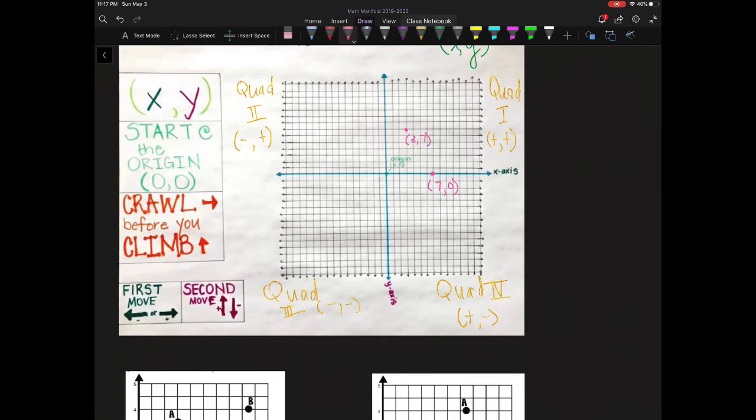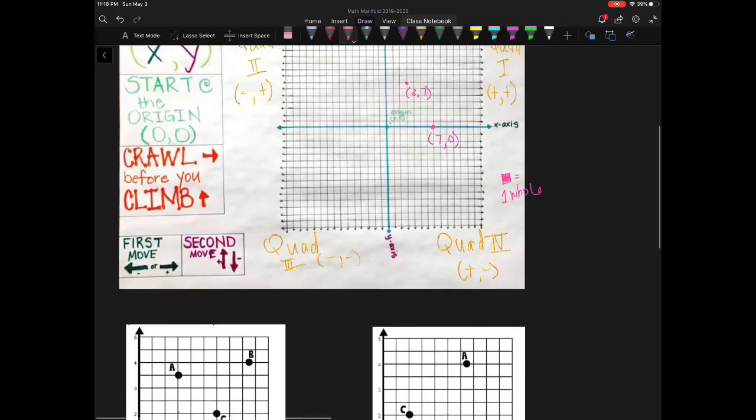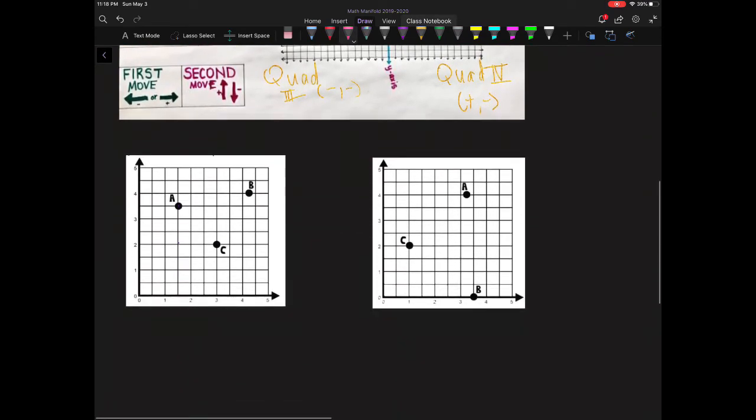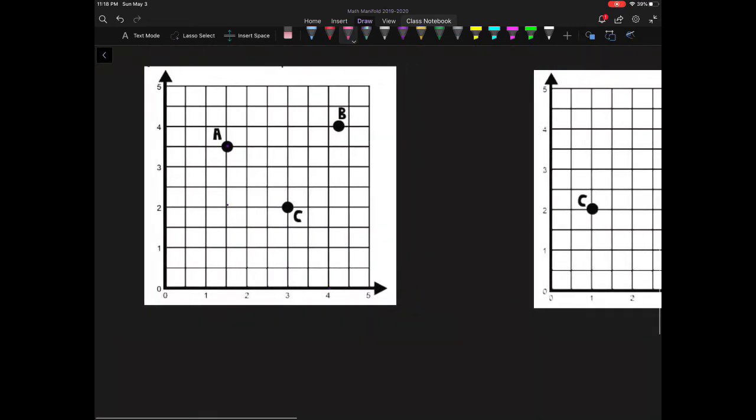Now, here's the thing. You'll notice on this coordinate plane, I was counting by ones. So each of the squares equaled one whole. That's not always the case on coordinate planes. You have to pay very close attention to what the scale is. And in this coordinate plane, we're only looking at quadrant 1, so everything's going to be positive x-axis and positive y-axis. And remember, we're always going to go x comma y.